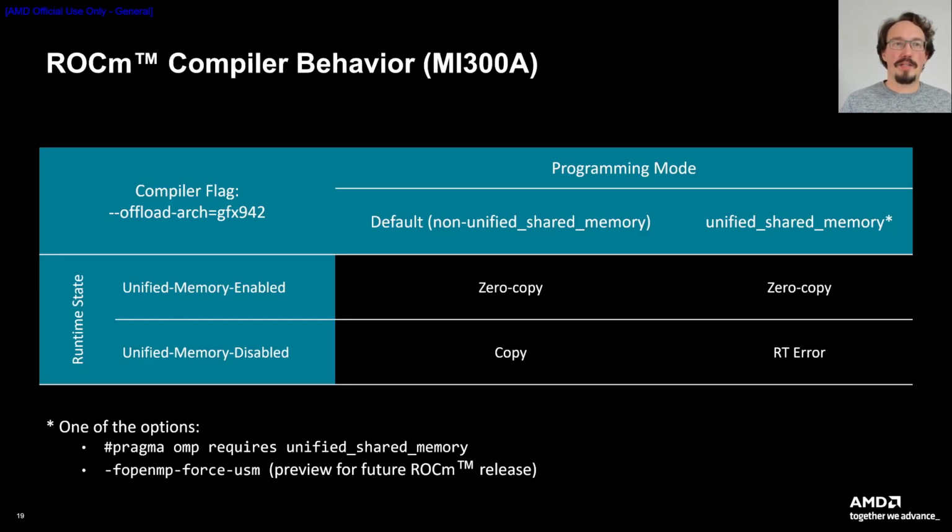As you have probably seen by now, in an upcoming ROCm release, we are introducing an experimental compiler flag that allows you to compile any OpenMP program as if the programmer annotated every source file with the unified shared memory clause. This means that USM mode can be enabled for a program without the need for source code changes.